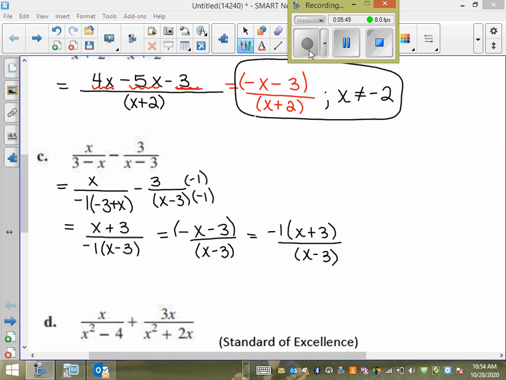And they can't cancel because they don't match. X cannot equal 3. So this one, or any of those three versions, right? If it's a written response, you're good for all of them. I would have to mark all of them correct.